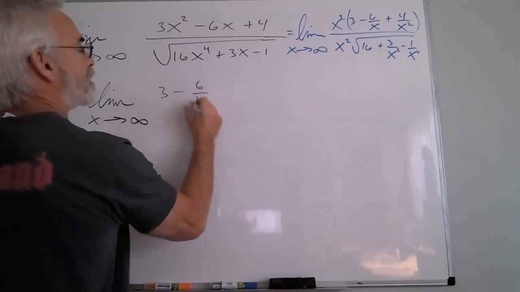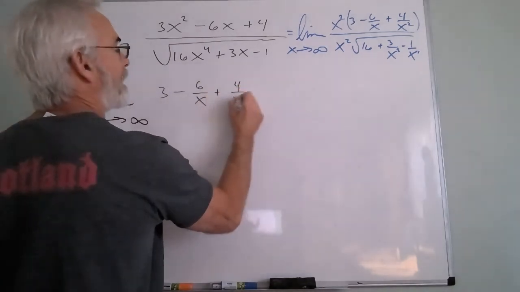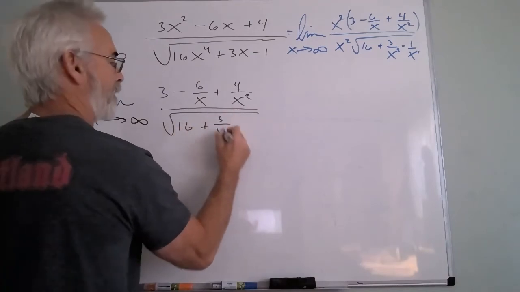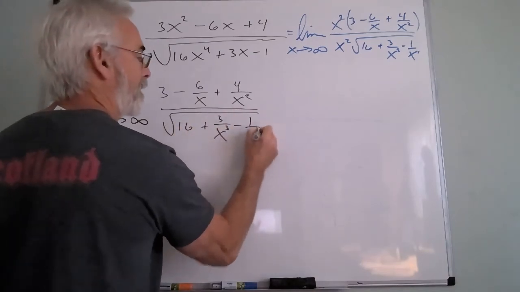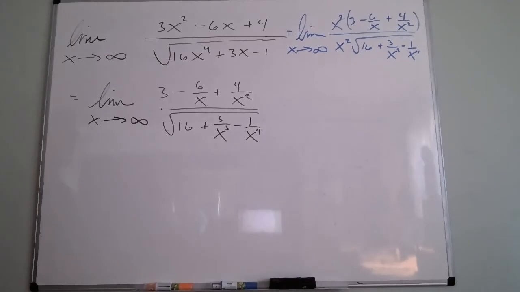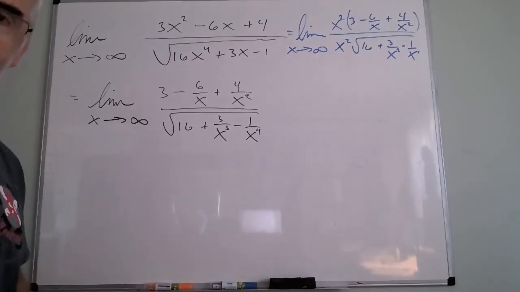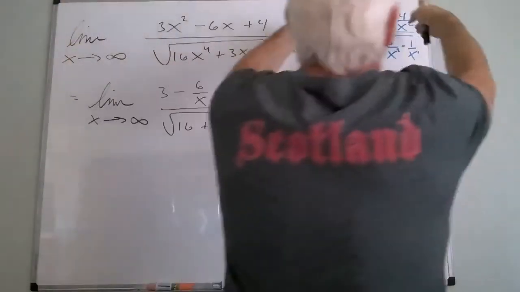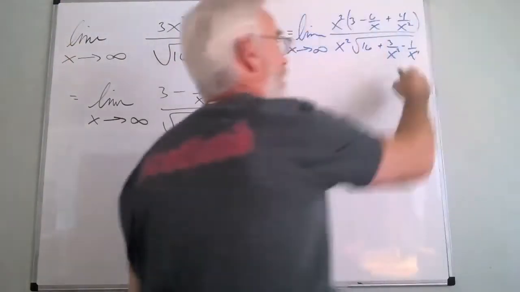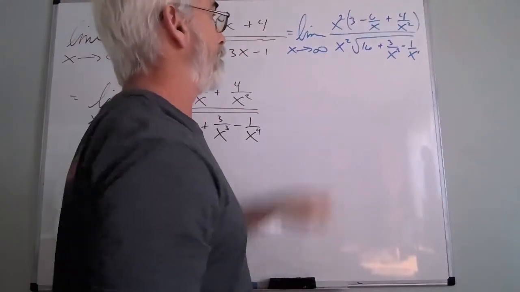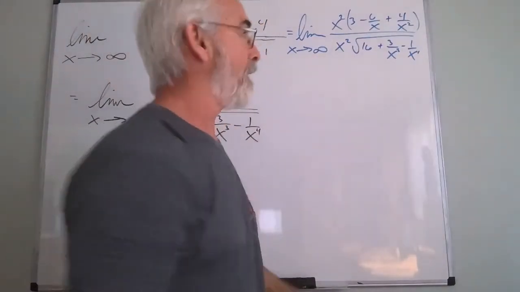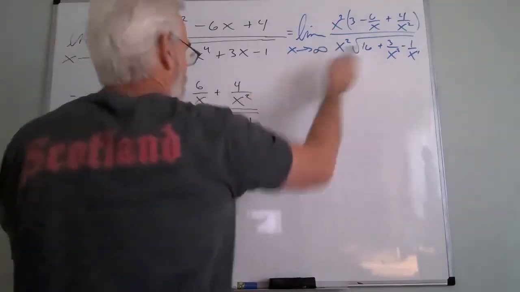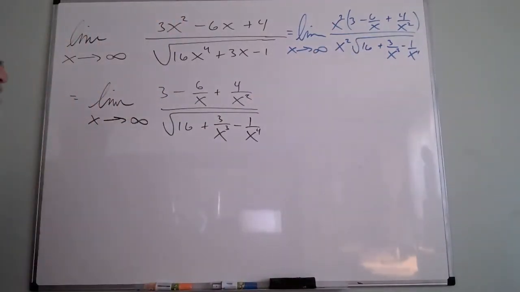3 minus 6 over x plus 4 over x squared, over the square root of 16 plus 3 over x cubed minus 1 over x to the fourth. Now let's stop for a moment, take our breath. I said the ultimate litmus test when it comes to limits. If you cover up the word limit, is this quotient equal to this quotient? Yes, it is at all values except x equals 0. But I'm approaching infinity, so I'm not really worried about the 0. And is this problem equal to this problem? Yes, they're exactly the same because x can't be 0 in this problem anyway. So now if I throw the limit, I know this is valid.